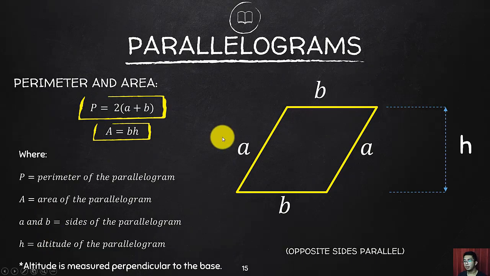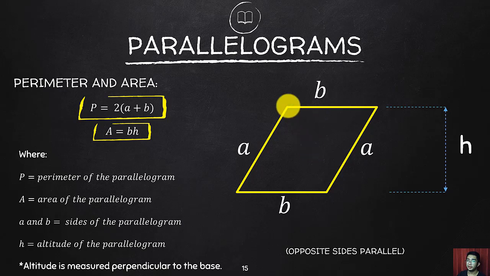Parallelograms. So parallelograms, this is another example of a quadrilateral, a four-sided polygon. This time, both of the opposite sides, or the two pairs of opposite sides, are parallel to each other. Meaning this side is parallel to this one, and this one is parallel to this one. So for a trapezoid, remember, only one pair of sides is parallel to each other. For a parallelogram, both of them are.